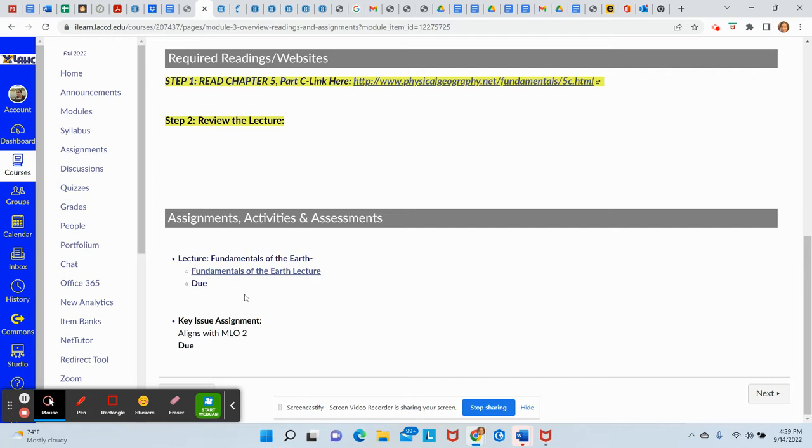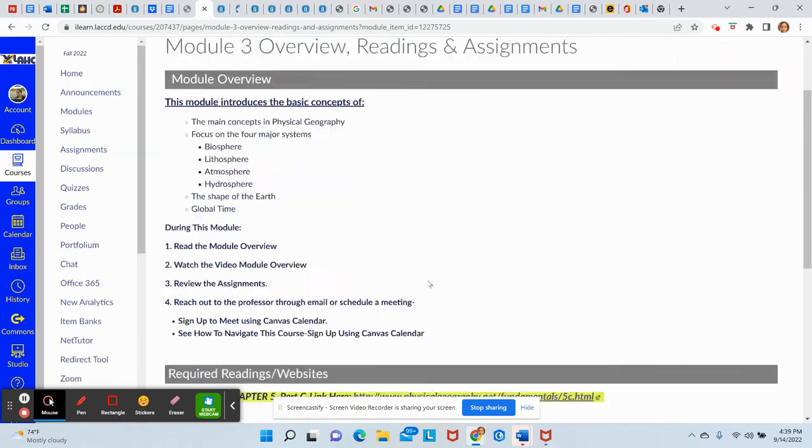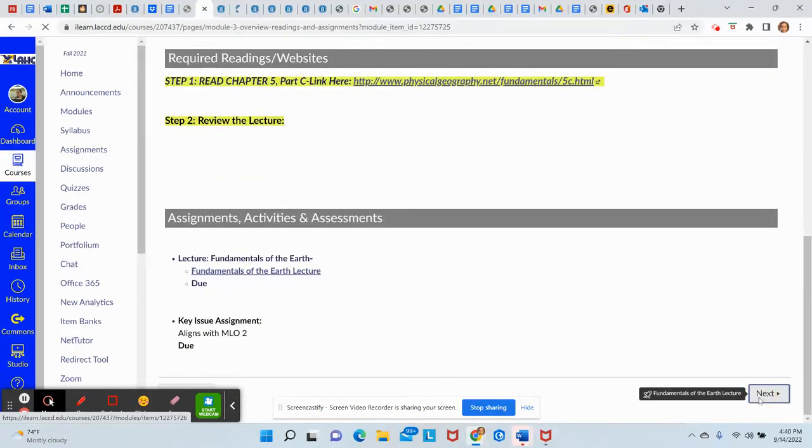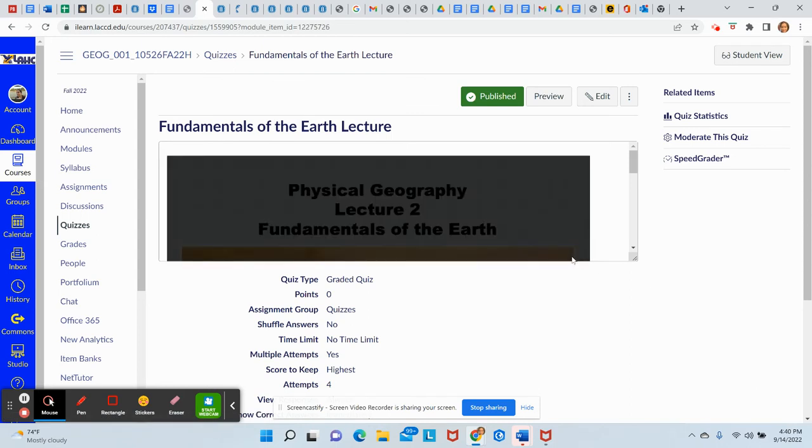Now, as I've said before, there will be questions within this lecture, and there are actually 20 points within this quiz. So it's really important to make sure that you follow through with this because, again, it will really help you with this key issue assignment. And as always, we have our book as a resource to help us through that. So let's go ahead and come to the next part here.